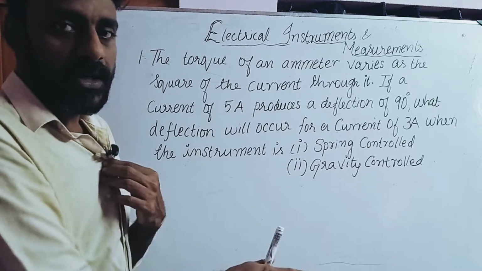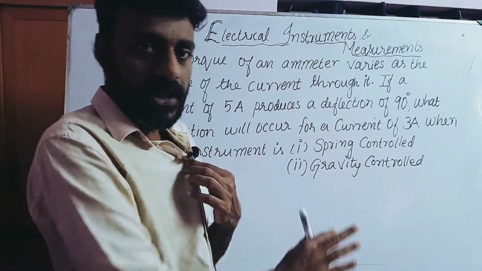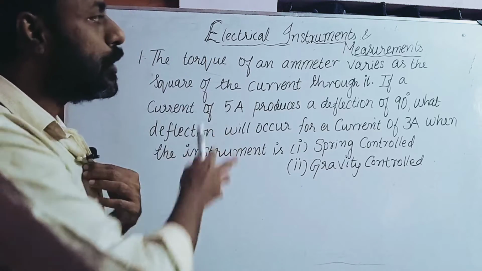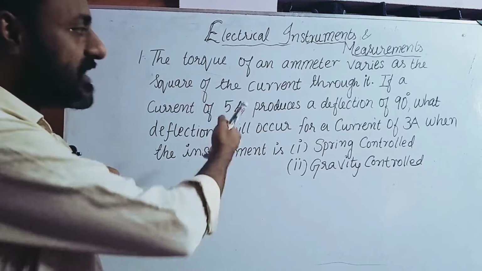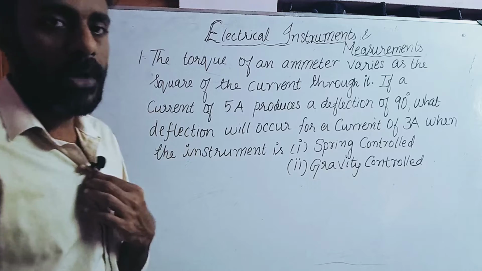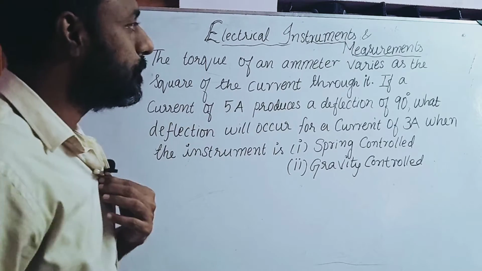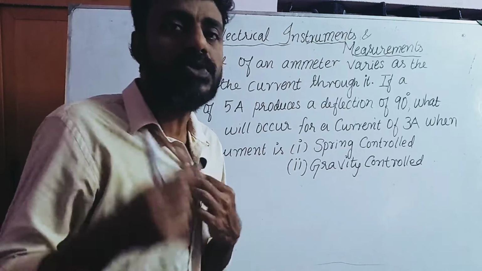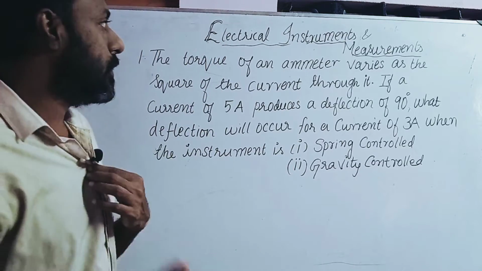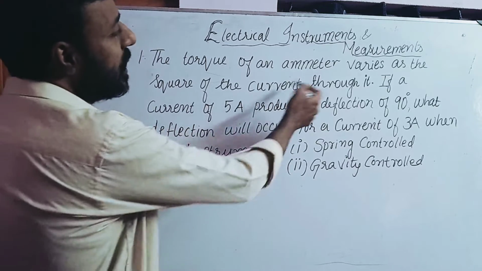Before getting into it, I'll read the problem that is given, and then I'll try to explain it. Then we will extract the data from the question and start solving it. The question is: the torque of an ammeter. We know an ammeter is an instrument used in the measurement of current. The torque of an ammeter varies as the square of the current through it.